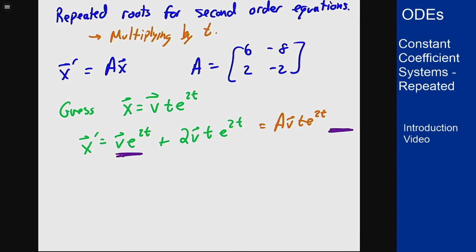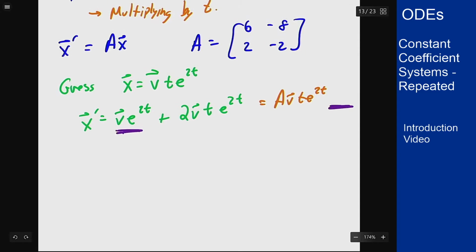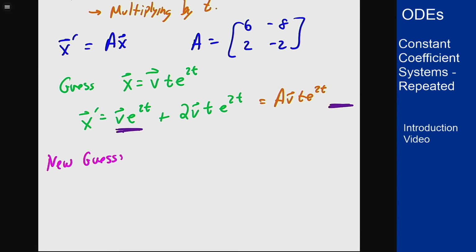That's bad. So that wasn't a good enough guess this time. It worked for the constant coefficient second order case, but it doesn't work here. So what can I do instead? Well, if I add in an e to the 2t term, maybe I can get rid of this v term. So new guess, we're going to guess x to be v t e to the 2t plus another vector w times e to the 2t. And now let's see what happens here.